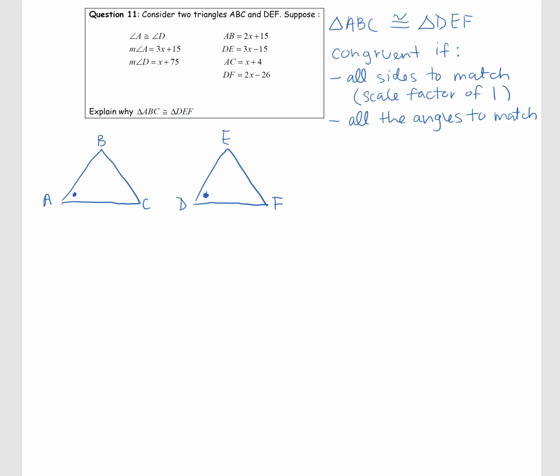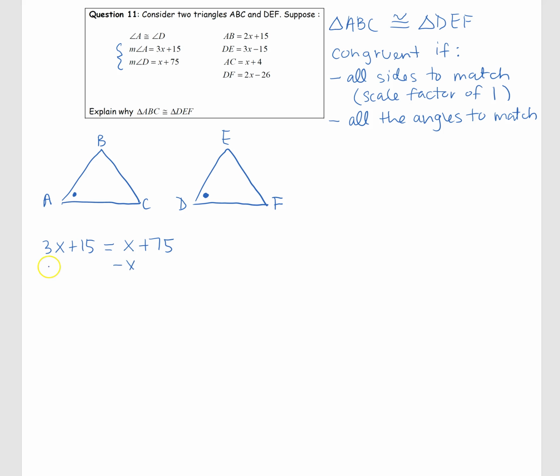The next piece of information we've been given is this, which refers to the value of angles A and D. And we've been told that these angles are congruent, so they have the same value. So we can set up an equation where we say that 3x plus 15 must equal x plus 75, because that's the measurements we've been given for these two angles. So using this now, we can solve for x.